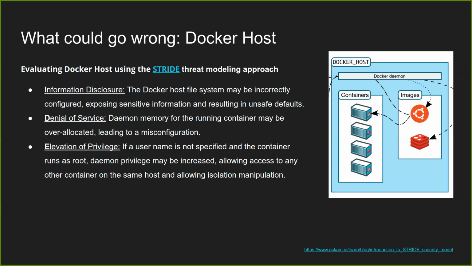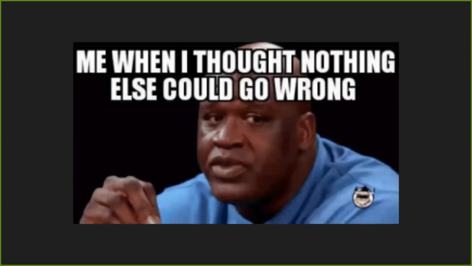The last one, elevation of privileges. So if a username is not specified on the container, as I mentioned previously, it runs as root. And daemon privileges may be increased, allowing access to any other container on the same host, and obviously eliminating that isolation in between. All right. So that was what could go wrong on the Docker host and the Docker client.